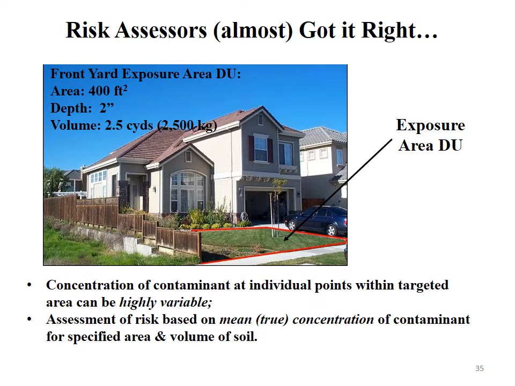So in this example here is a front yard, 20 feet by 20 feet, 2-inch depth of soil. So really you have to start thinking in terms of not just area but volume when you're out testing in the field. Here the volume is pretty small. It fits in the back of a pickup truck: 2.5 cubic yards, about 2,500 kilograms. So that's our target.